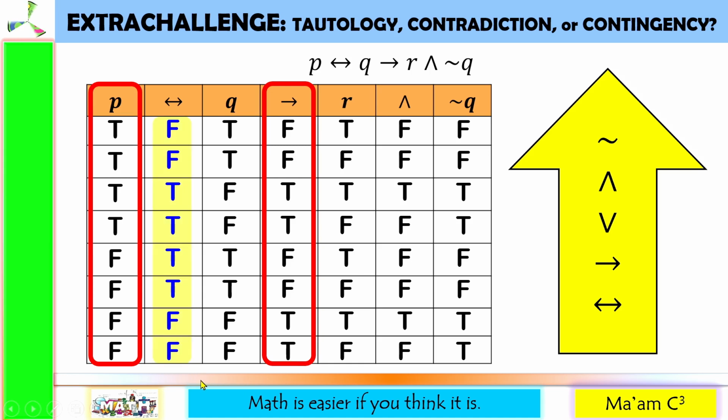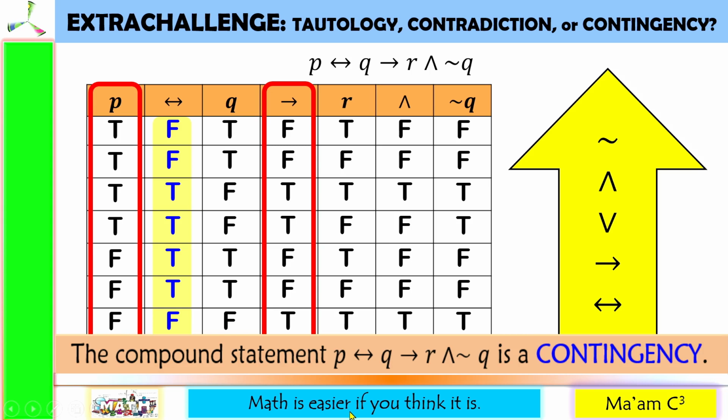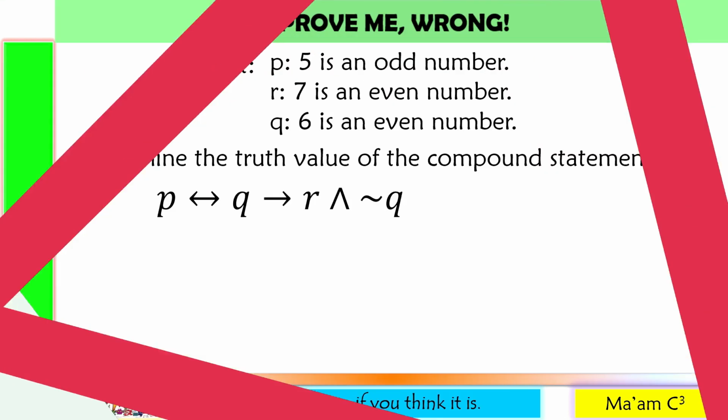This is now our final answer. It is a combination of false and true. So this is contingency. The compound statement P if and only if Q implies R and not Q is a contingency. Let's have another activity.